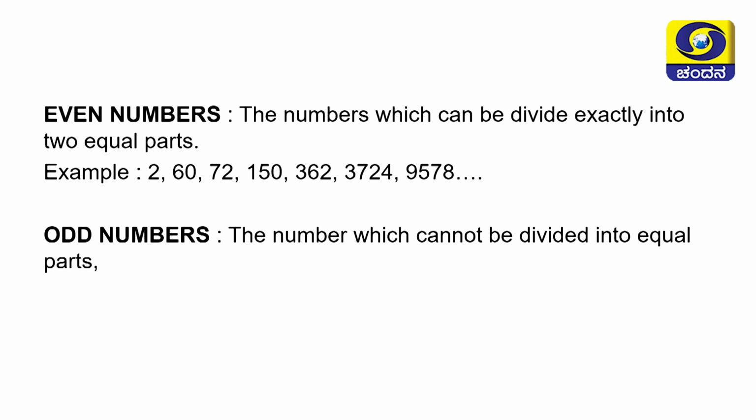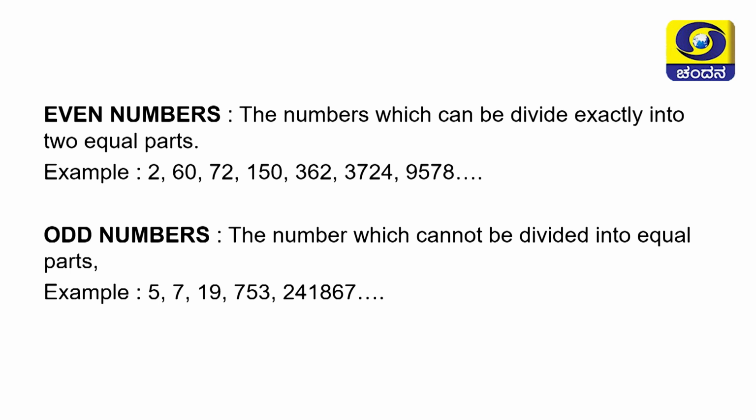Odd numbers. The numbers which cannot be divided into equal parts are called odd numbers. Examples: 5, 7, 19, 753, 241,867. Here in the ones place we can notice 5, 7, 9, 3, 7.